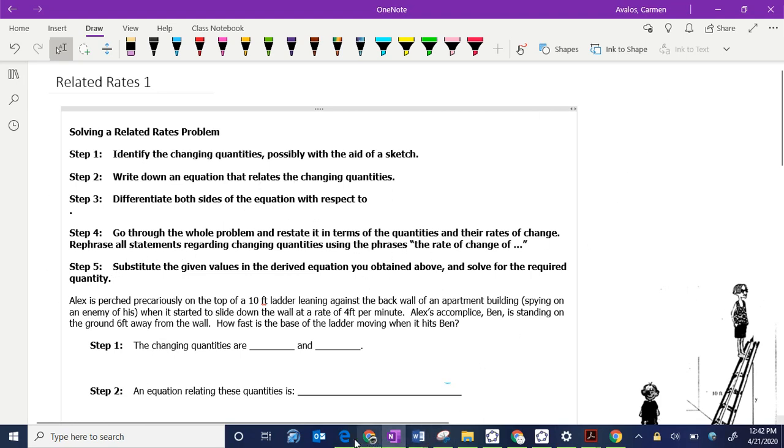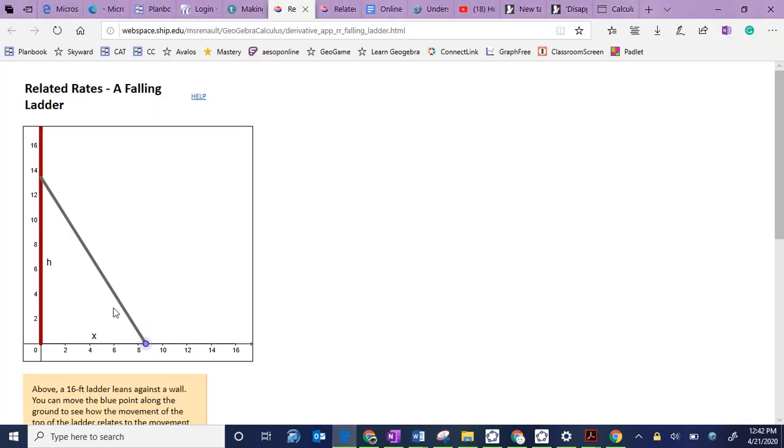Let's look at a visual of what is actually happening. Here's the wall and here's the ladder. Notice the ladder is not going to change size. If I move closer and closer to the wall, the ladder climbs the wall, and therefore the h in this problem is going to get bigger. But if I get further and further away from the wall, the ladder is coming down the wall.